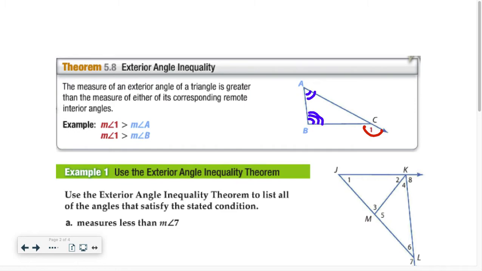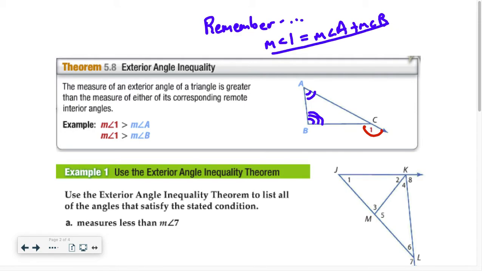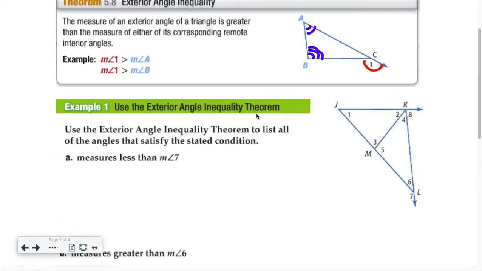Because of course, this comes from the fact that, guys, remember the exterior angle theorem, that the exterior angle, measure angle 1, is equal to the sum of the remote interiors. So if angle 1 is equal to those two added together, well then certainly angle 1 is going to be greater than either of the two angles. So that's from chapter 4. Right. So use the exterior angle inequality theorem.